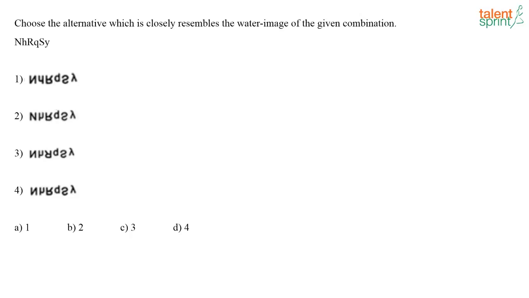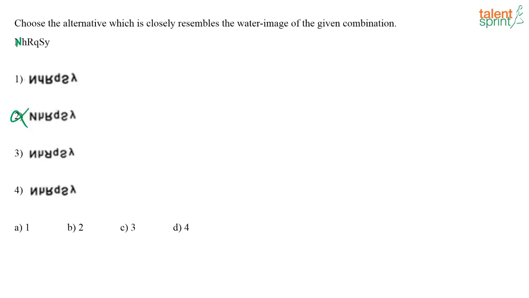Choose the correct alternative which closely resembles the water image of the given combination. So when you have to find out the water image, immediately you can eliminate option 2 here, right? N is not inverted here, so you eliminate option 2. Now you are left with option 1, 3 and 4.